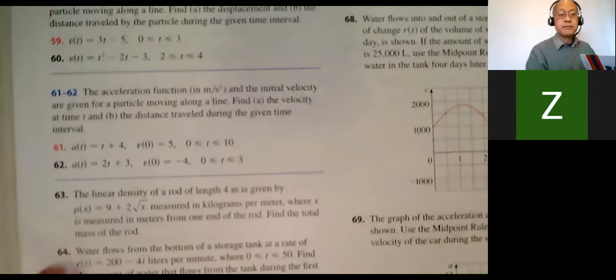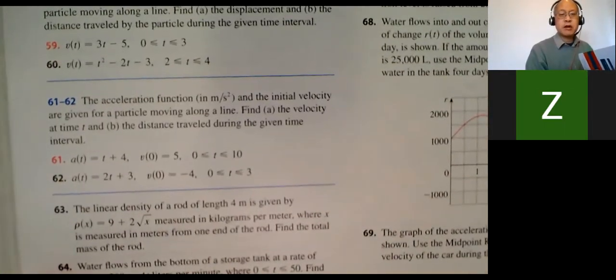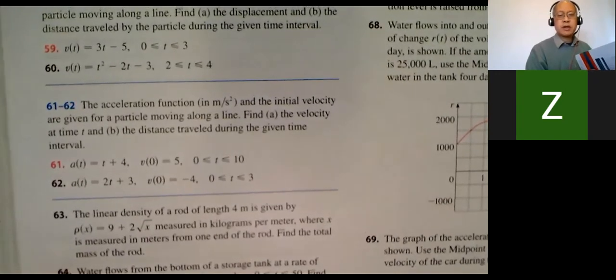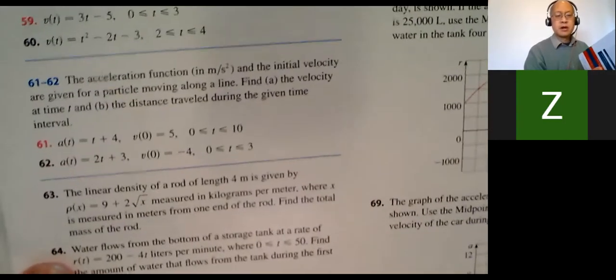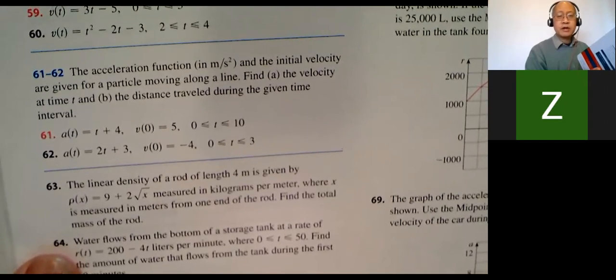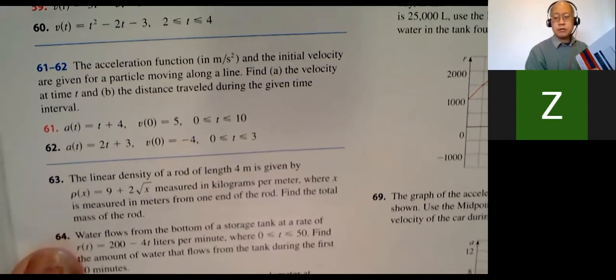Okay, last one I was going to show you, and then I'm done with the section, 61. Again, a word problem involving acceleration and so forth. Acceleration function in meters per second squared and the initial velocity are given for particle moving along line. Find a velocity at time t and a distance traveled during a given time interval. Okay, so they have acceleration. Based on that, you can get the velocity at 5. And then total distance traveled, I will integrate the velocity function from 0 to 10. Okay.